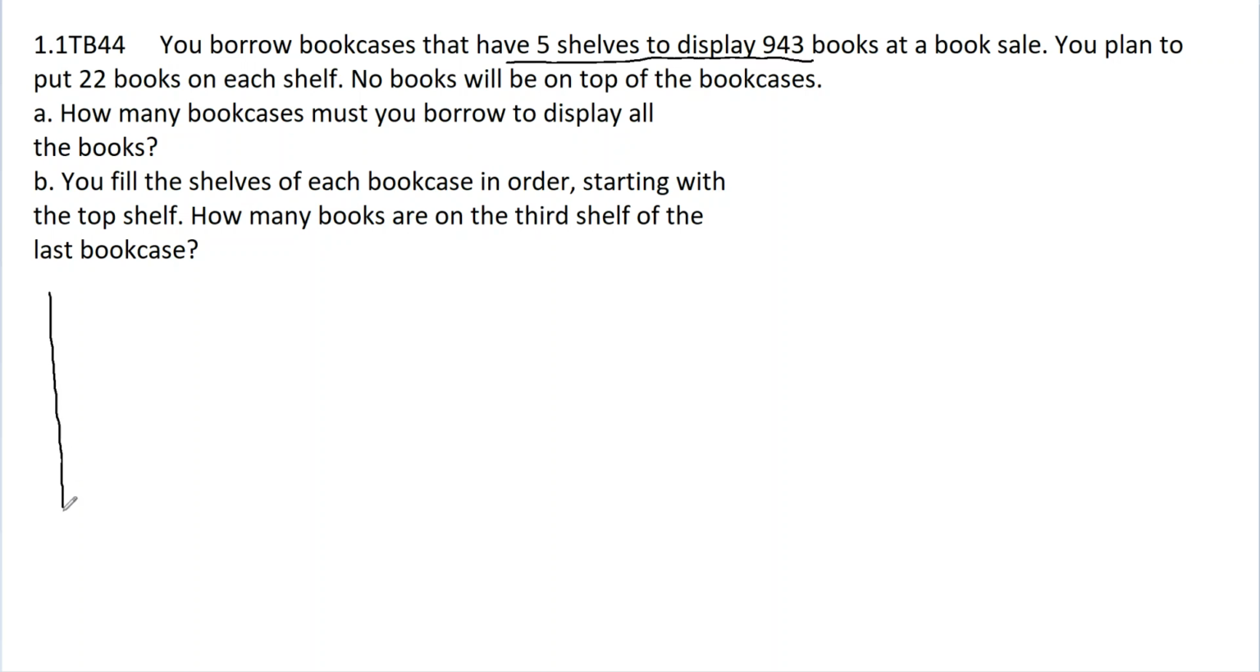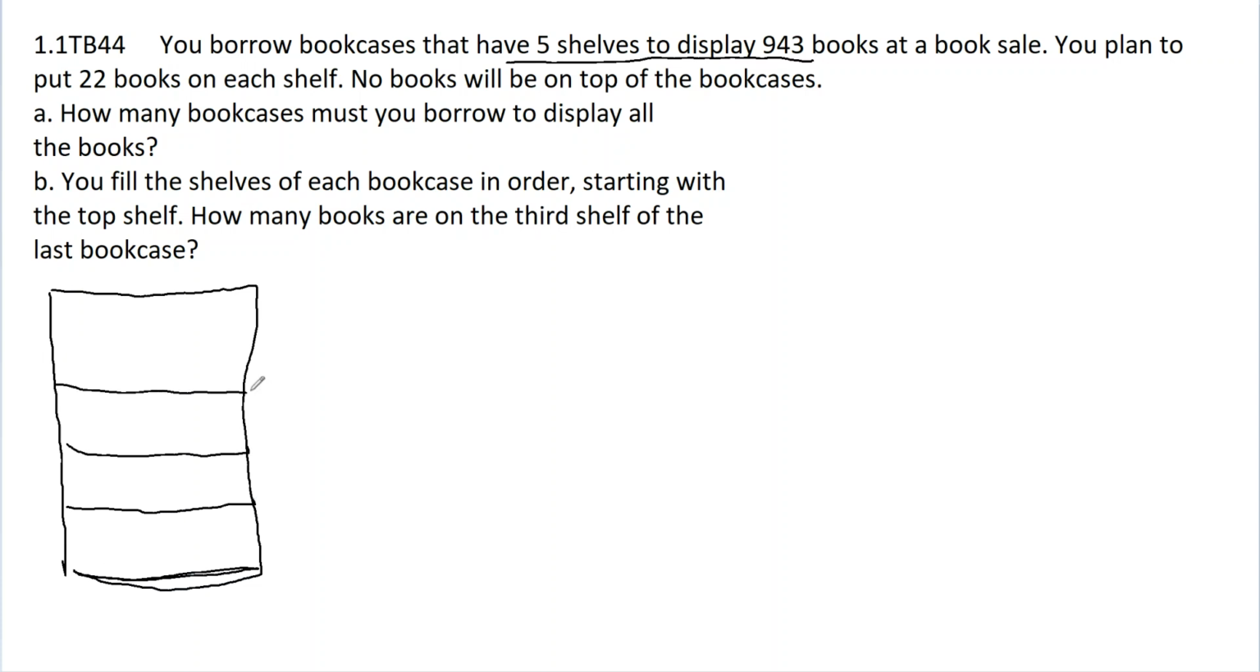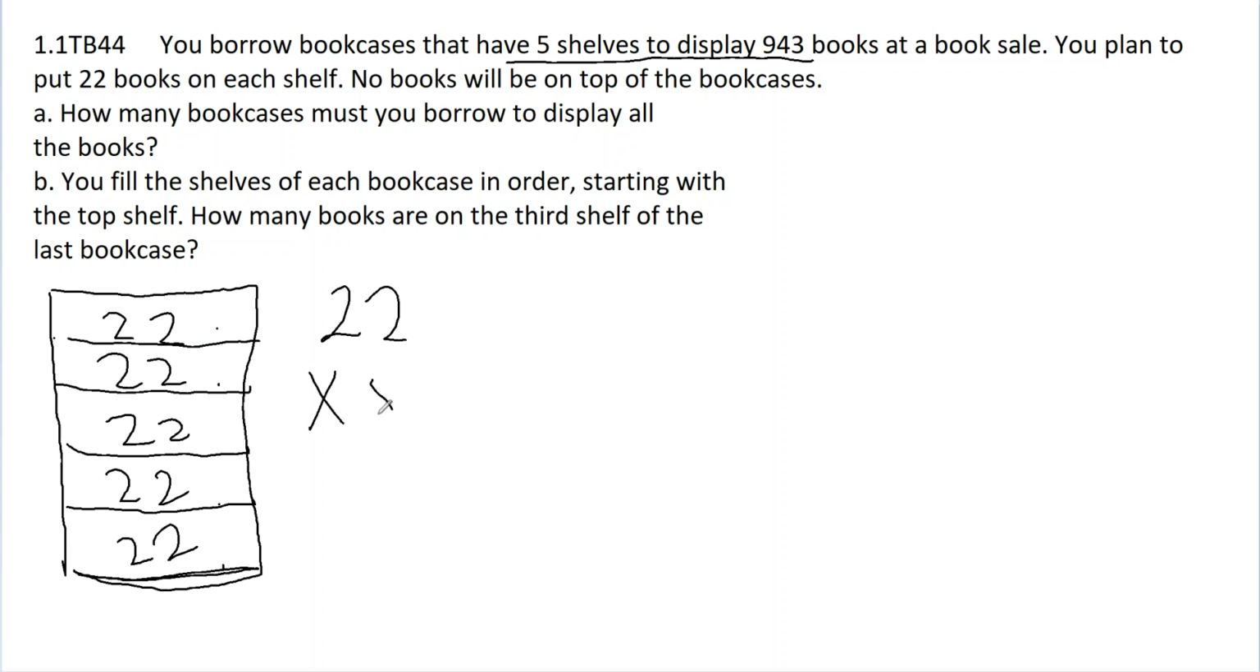So let's picture a bookcase, and not getting real fancy, but we have a bottom shelf. We have one more, 2, 3, 4. So I got 1, 2, 3, 4, 5. Actually, 5 shelves already with 22 books on each of those 5 shelves. So basically we're looking at 22 times 5 shelves. 2 times 5 is 10, plus 1 is 11. So each of these bookshelves can hold 110 books.